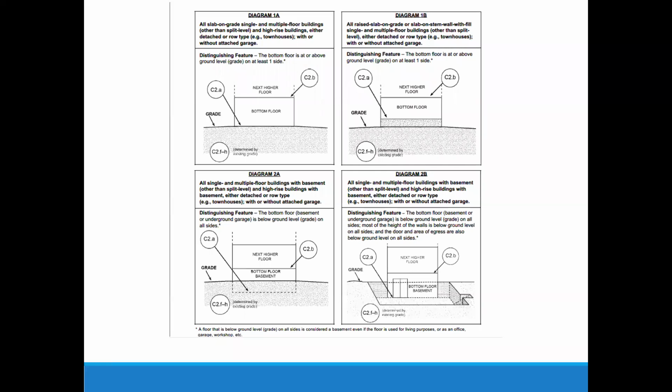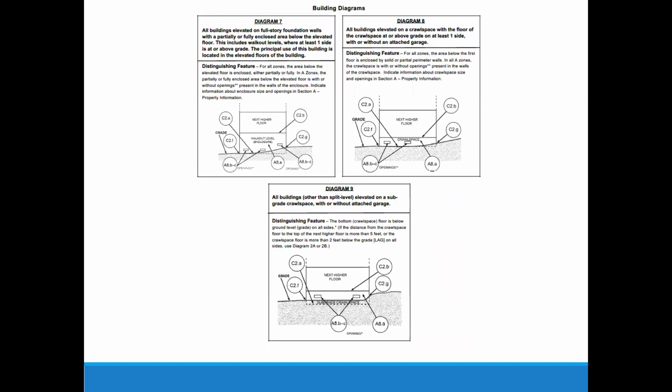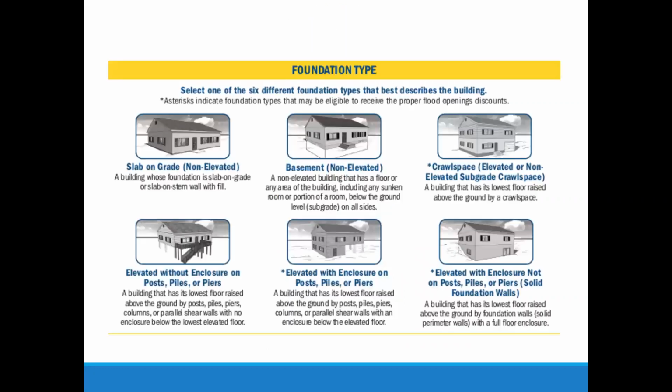And of course, anything that is 2A or 2B should not be allowed. Those are true basements that have the bottom floor below grade on all sides. That's not allowed. So if you have questions about the elevation certificate, check out the class, let me know. I'm happy to help, of course.